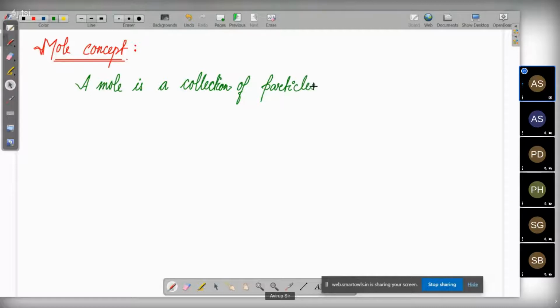How many particles is it? It is Avogadro number of particles. That is 6.023 into 10 to the power of 23. And this is known as the Avogadro number, denoted by the symbol Na, or sometimes it is also denoted by N0.